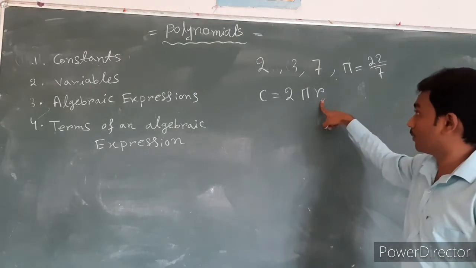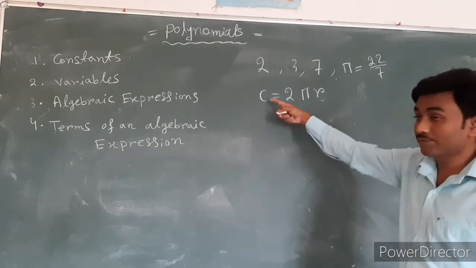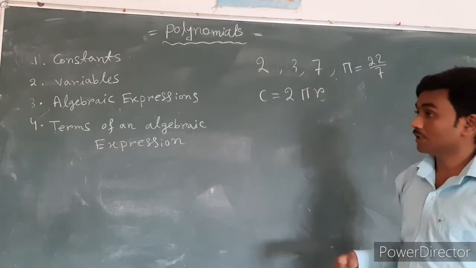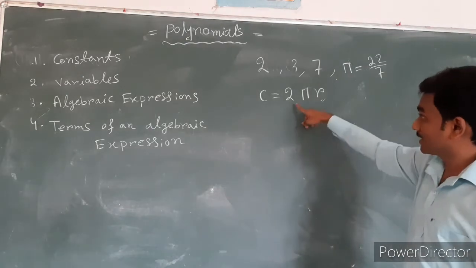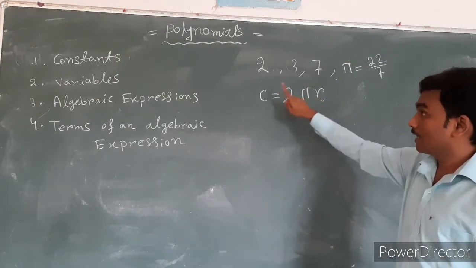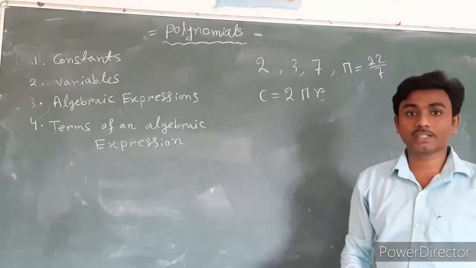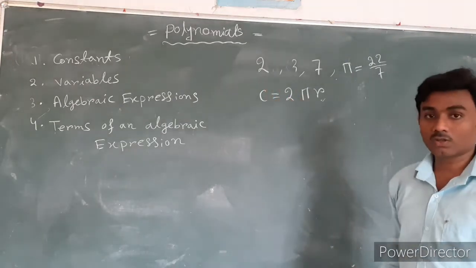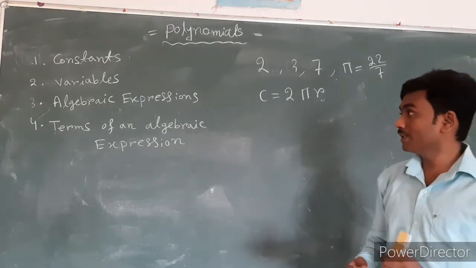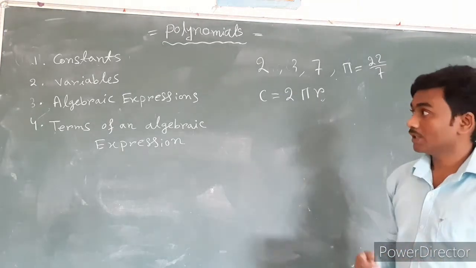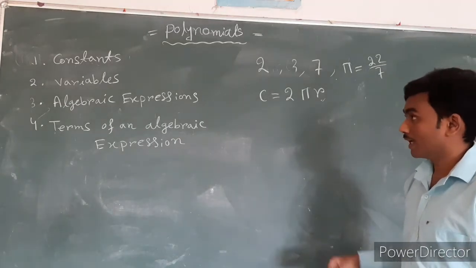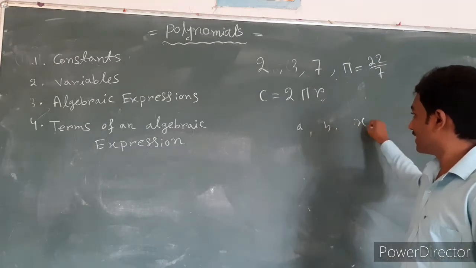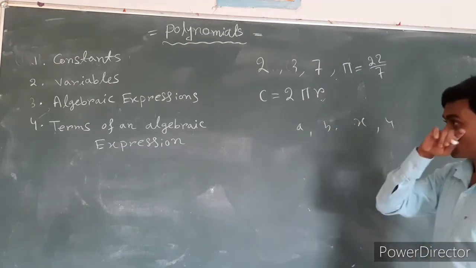For different values of r, we get different circumference. So c takes different values. So in this expression, r and c are variables and 2, pi are constant. Generally we write a variable by English alphabet, that is a, b, x, y and so on.